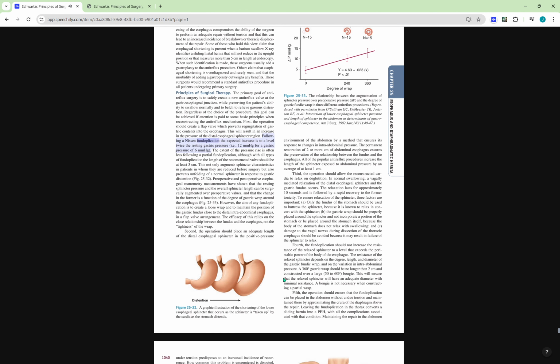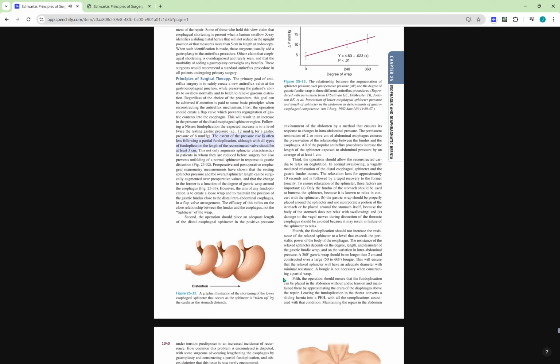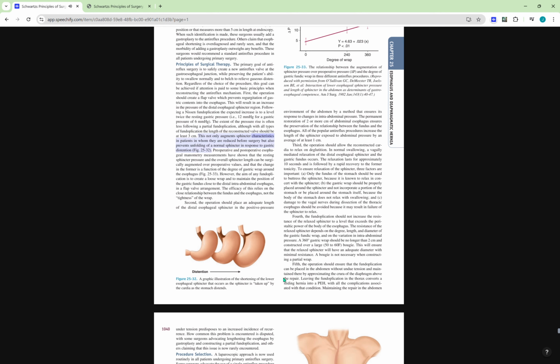Following a Nissen fundoplication, the expected increase is to a level twice the resting gastric pressure. The extent of the pressure rise is often less following a partial fundoplication, although with all types of fundoplication, the length of the reconstructed valve should be at least 3 centimeters. This not only augments sphincter characteristics in patients in whom they are reduced before surgery, but also prevents unfolding of a normal sphincter in response to gastric distension.